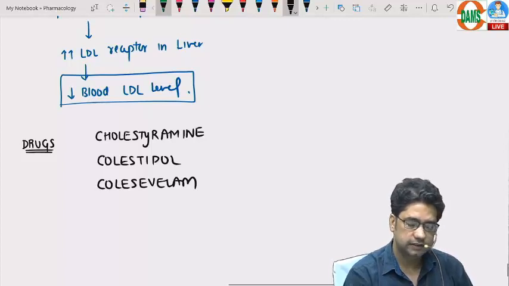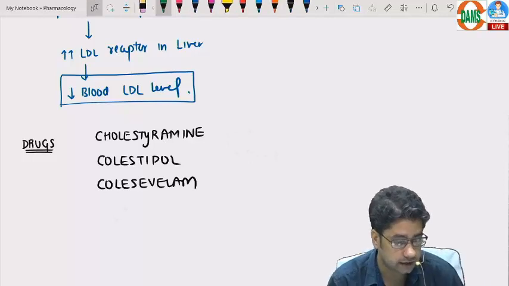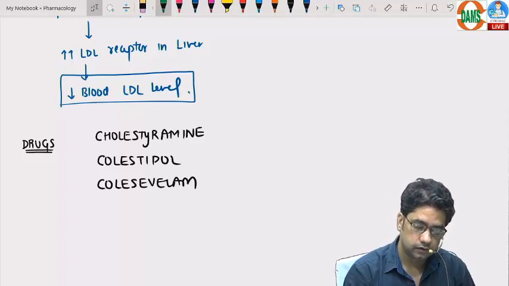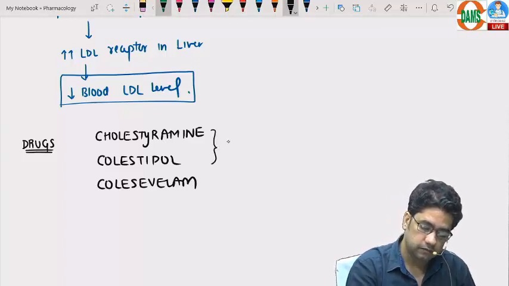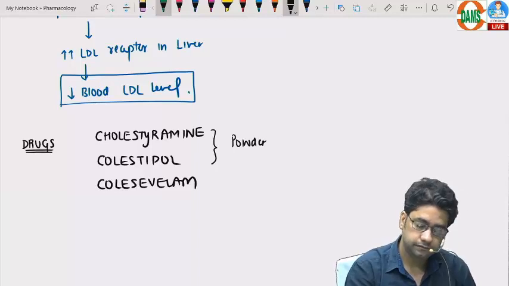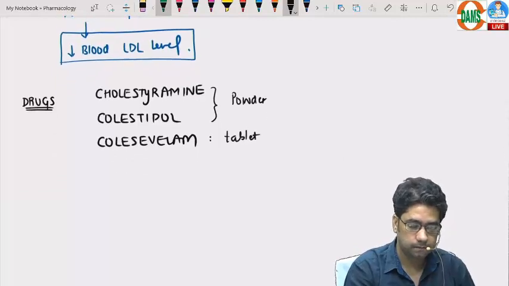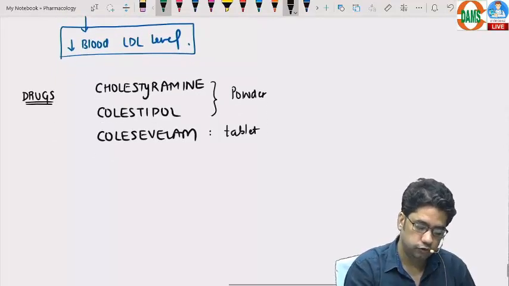Okay. Yes, diabetes can lead to type 2 diabetes, which leads to hyperlipidemia. Type 2 diabetes. Okay. Now, these two molecules are available as a powder form, and this is available as a tablet. Okay. Now, uses.